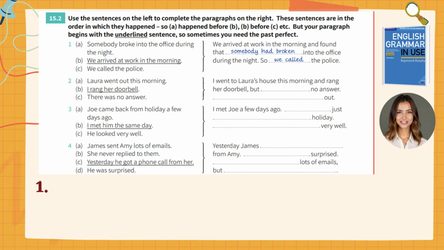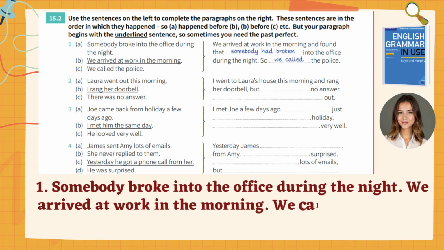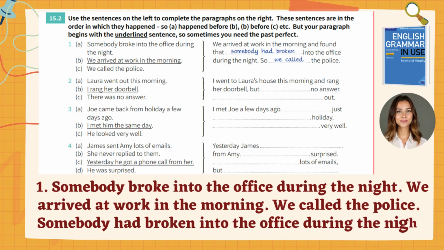Let's move on. Exercise 15.2, page 31. The first sentence is somebody broke into the office during the night. We arrived at work in the morning. We called the police. Sounds simple, right? But when you tell this story correctly in English, the grammar is super important.